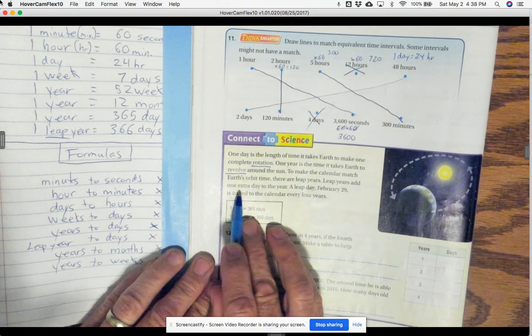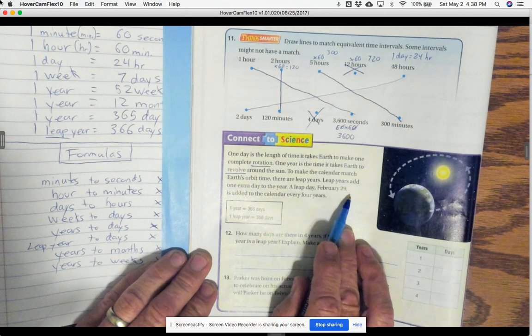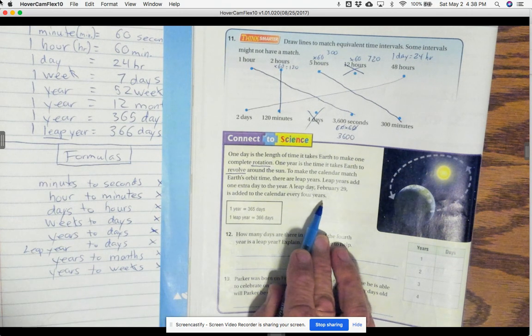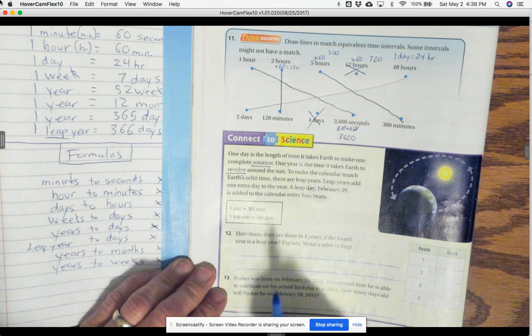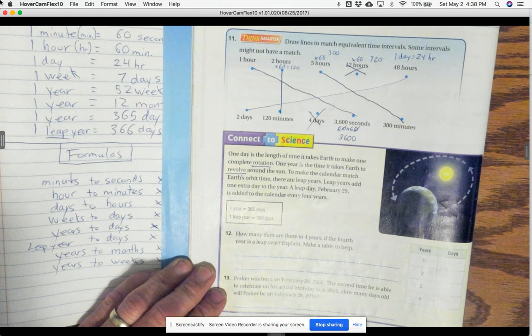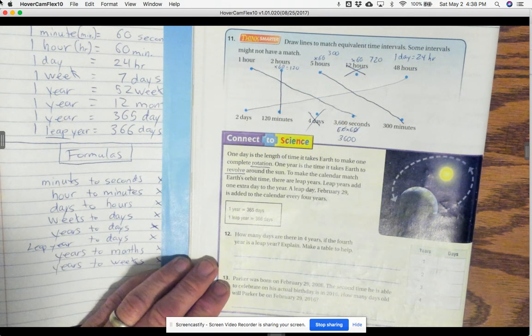Leap years add 1 extra day to the year. A leap day, February 29th, is added to the calendar every 4 years. And it's every 4 years on multiples of 4. So in the year 2000, 2004, 2008, 2012, 2016, and now we're 2020, so it's another leap year.